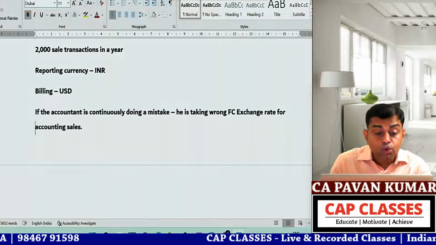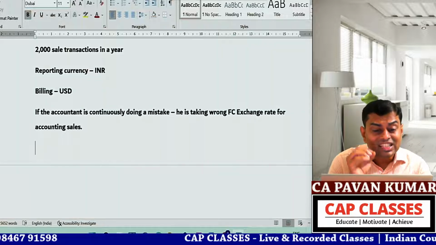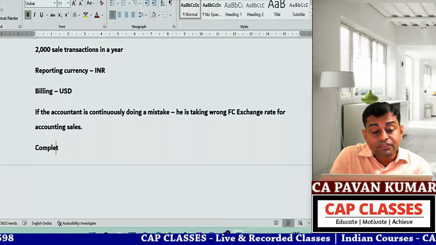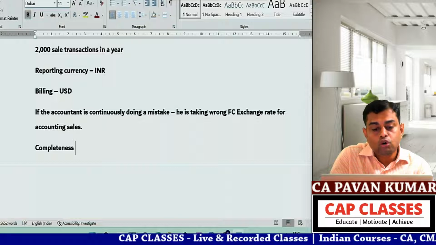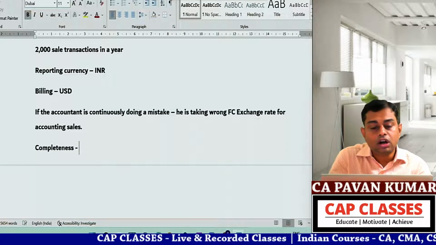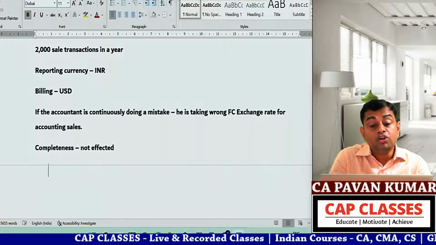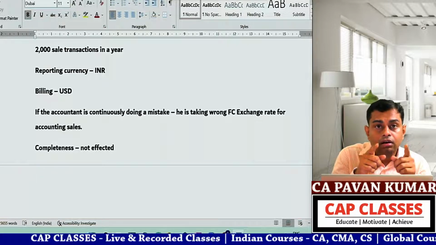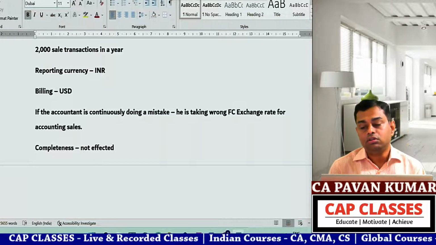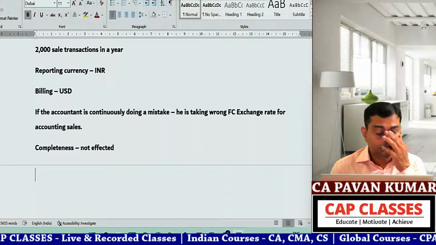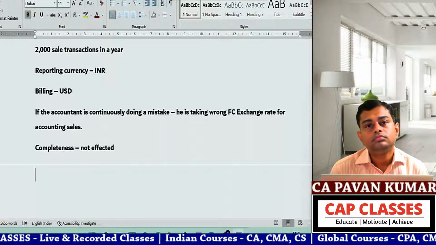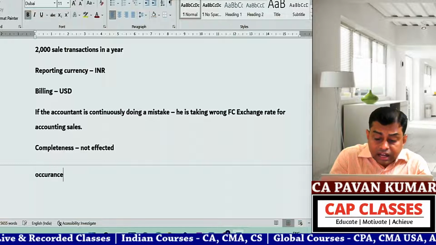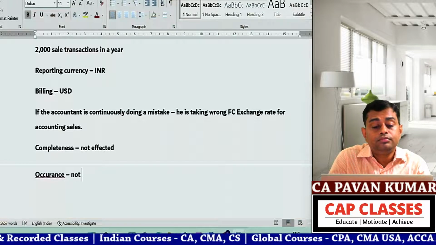So here you tell me which assertion is affected. Do you think completeness is affected? No. Completeness is not affected, because he is not making any mistake in journalizing the transaction, no? Okay, so do you think occurrence is affected? No.